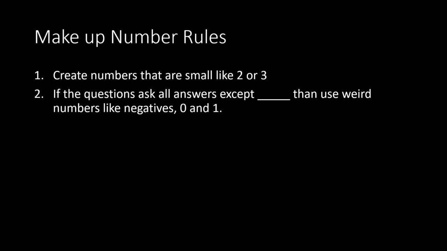I like to use two rules. The first one is, when I make up a number, I like to create numbers that are small, like 2 or 3 or 4, so that I can do it in my head really quickly and really easily. And then there are some questions where, if the question asks "all the answers except blank," then use weird numbers like negatives, zeros, and ones. We're going to look at both these concepts in the next three examples.